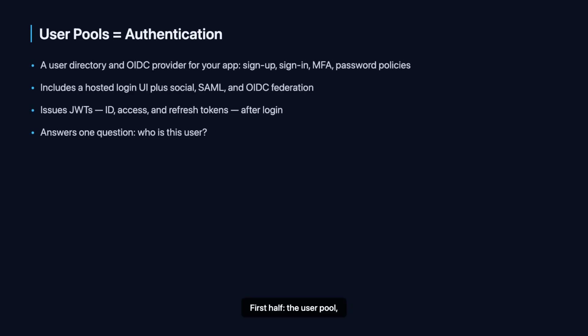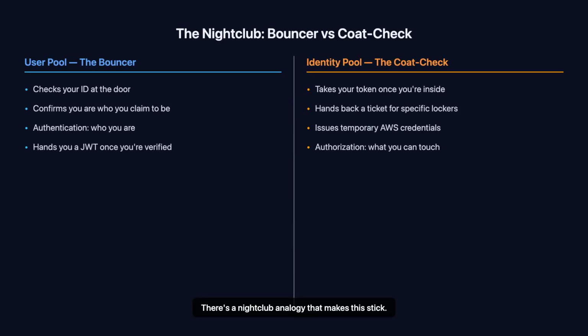First half, the user pool, and its whole job is authentication. The user pool is a directory for your app's users. It handles sign-up, sign-in, multi-factor authentication, and password policies. It even ships with a hosted login screen, and it can federate to social logins or a customer's own SAML provider. After someone logs in, the pool issues them tokens, JSON Web Tokens or JWTs: an ID token, an access token, and a refresh token. Boil it all down, and the user pool answers exactly one question. Who is this user?